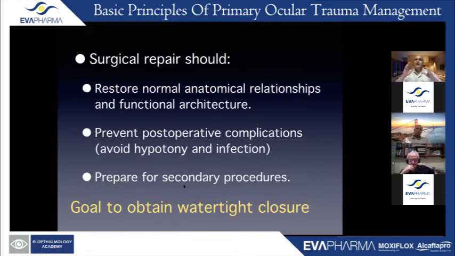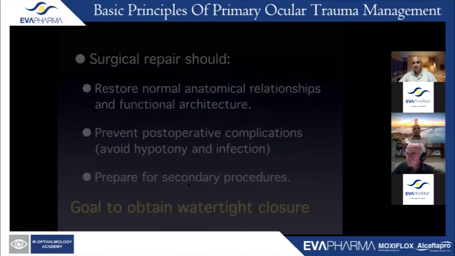Generally, in closure of wounds, we want to have a watertight closure, not an airtight closure, because a watertight closure will assure you that you will have a well-sealed wound post-operative. Sometimes the airtight closure is deceiving. Intraoperatively, it will be fine. If it absorbs too fast, you might have a leak post-operative. So as much as you can, you have to obtain watertight closure.